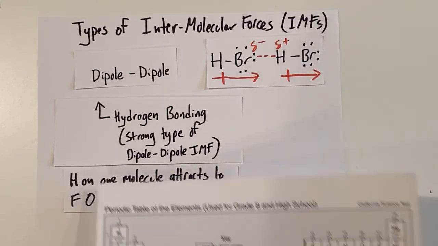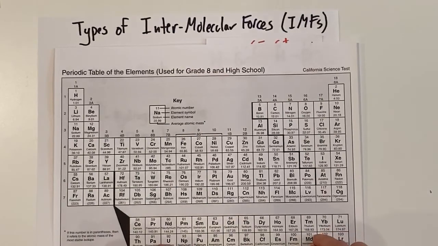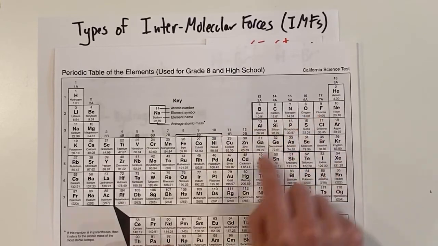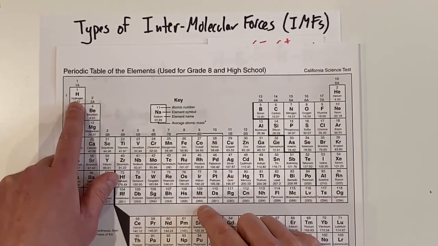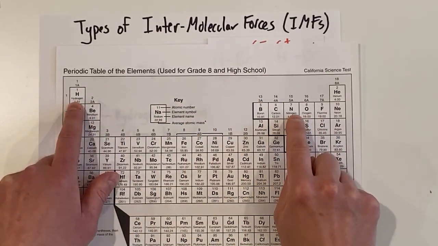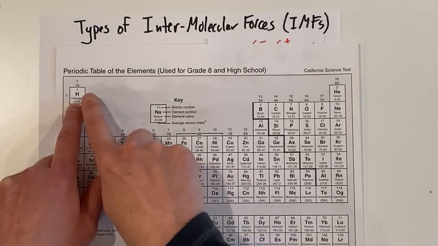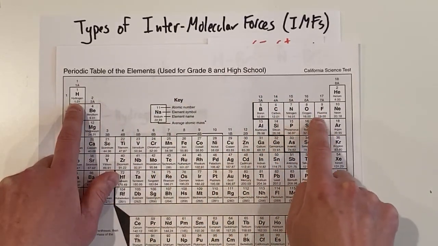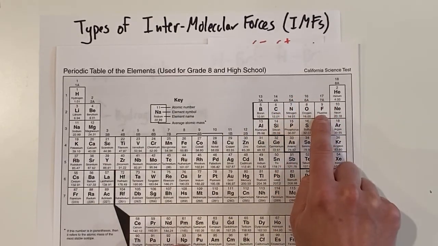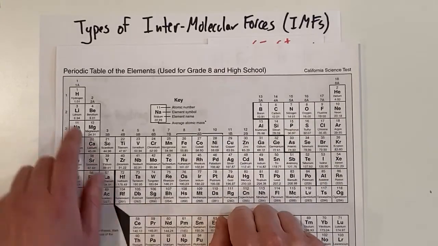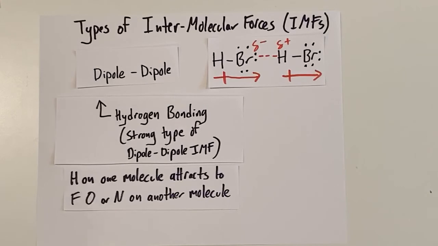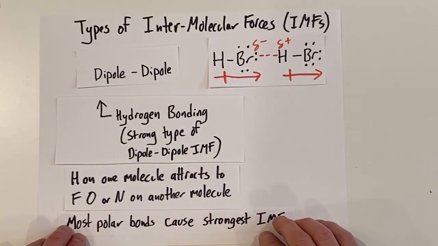Why is this such a strong kind of intermolecular force? Well, if you look at the periodic table, you'll notice that fluorine, oxygen, and nitrogen are the most electronegative elements, whereas hydrogen is the least electronegative nonmetal. So, bonds between hydrogen and fluorine, oxygen, and nitrogen will be especially polar bonds. The electrons are going to be really pulled towards fluorine, oxygen, or nitrogen. So therefore, the fluorine, oxygen, or nitrogen will have a strong partial negative charge, whereas the hydrogen has a strong partial positive charge. And the most polar bonds are going to form the strongest IMFs.